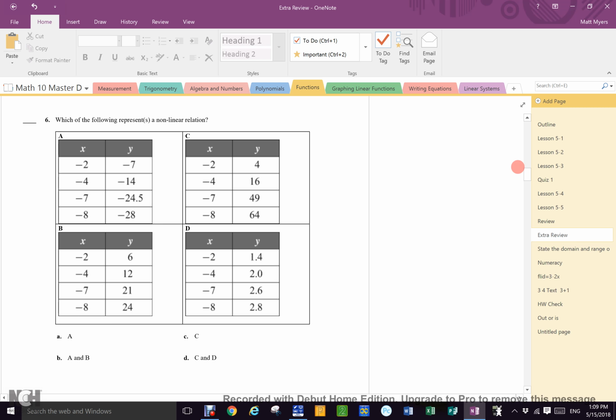Which of these is non-linear? Well, we already know A is linear. We already know B is linear. So we've got to check C and D. We know C isn't, so we only have to check D. -2 plus 0.6, which means if I go minus 1 it would be plus 0.3. So -3 would be plus 0.9. And you can see it wasn't plus 0.9. So it had to be C and D.